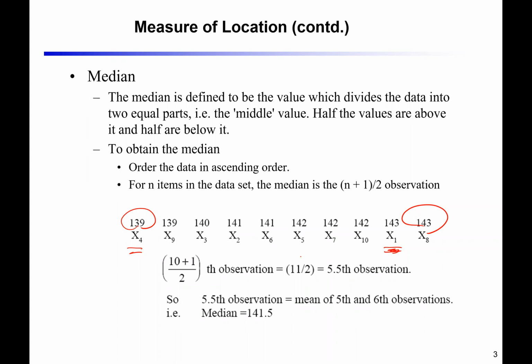For this one, you have an even number of observations, so the middle point is right here. What you are going to do is take 11 over 2, that's 5.5, so you average these two. The 5.5th observation is the mean of the fifth and sixth observations. So the median is 141.5. If you have an odd number, of course, you just find that number. You don't have to do this approximation by adding the two middle values together and dividing by 2.